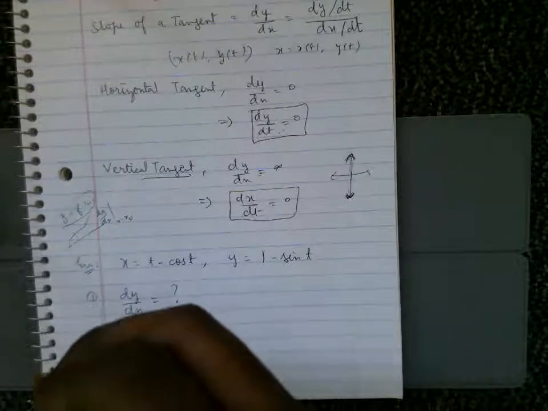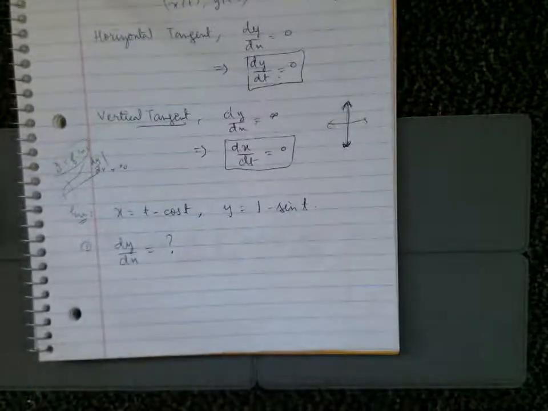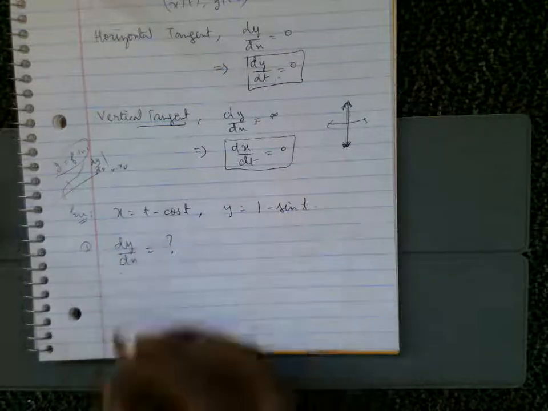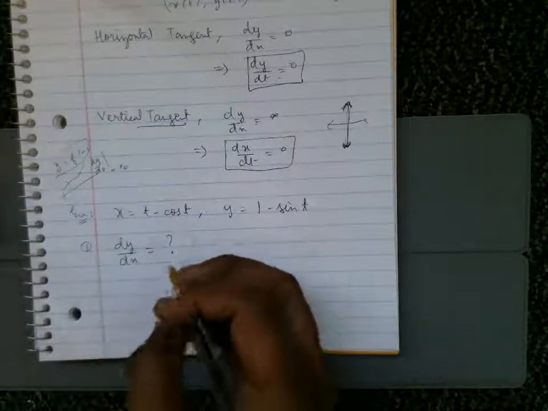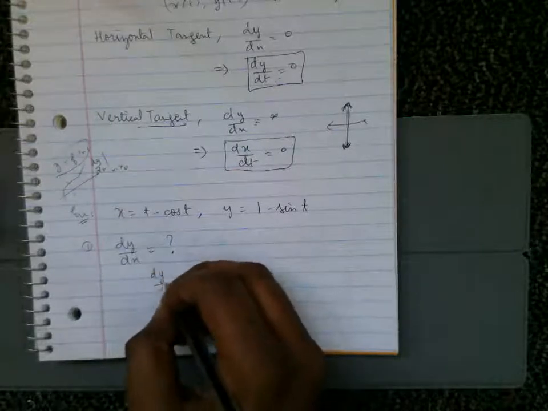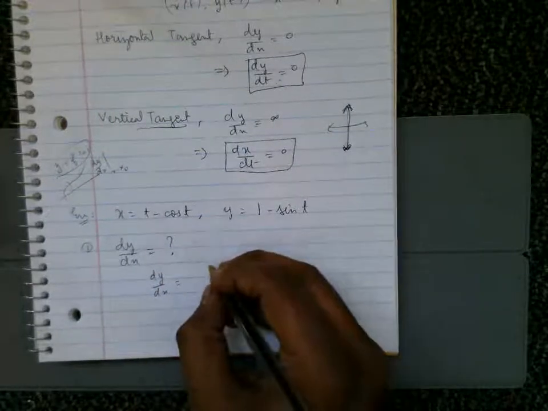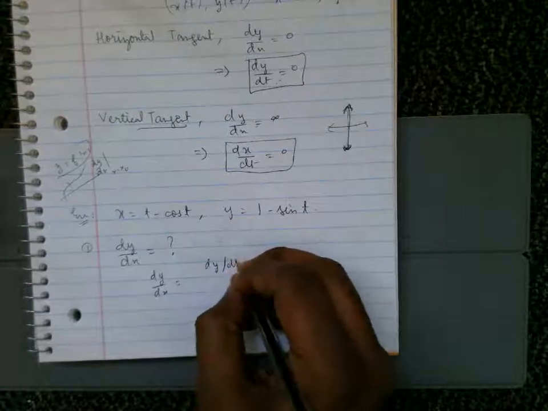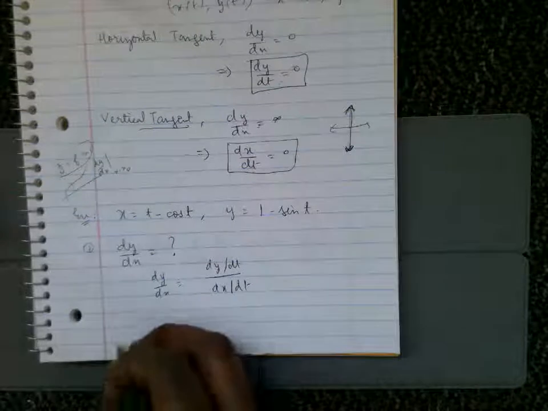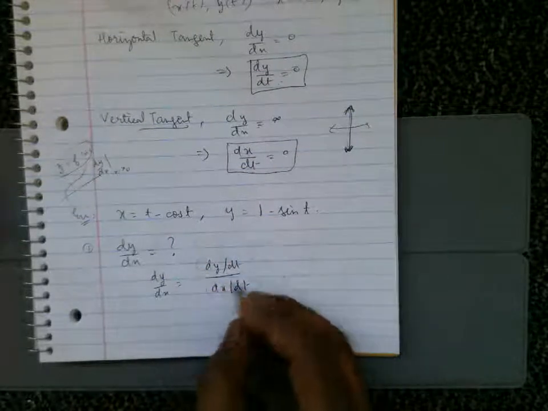So now let's look at an example. If you have this equation, x is equal to t minus cos t and y is equal to 1 minus sin t, then you want to find out the derivative of y with respect to x. So like we said, dy by dx is equal to the derivative of y with respect to t upon the derivative of x with respect to t. So we need to find out this and this.